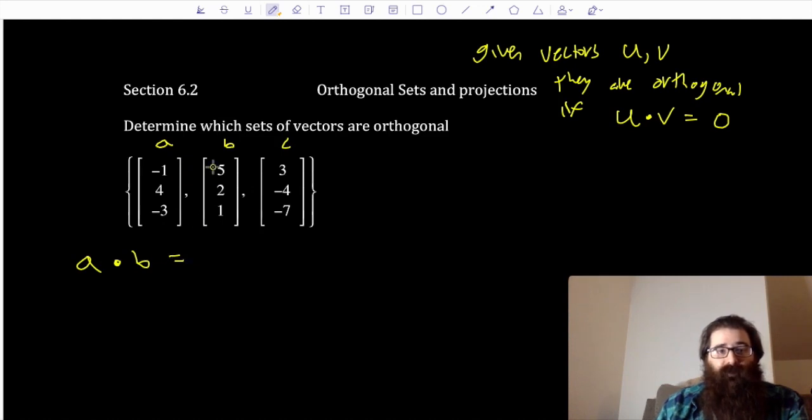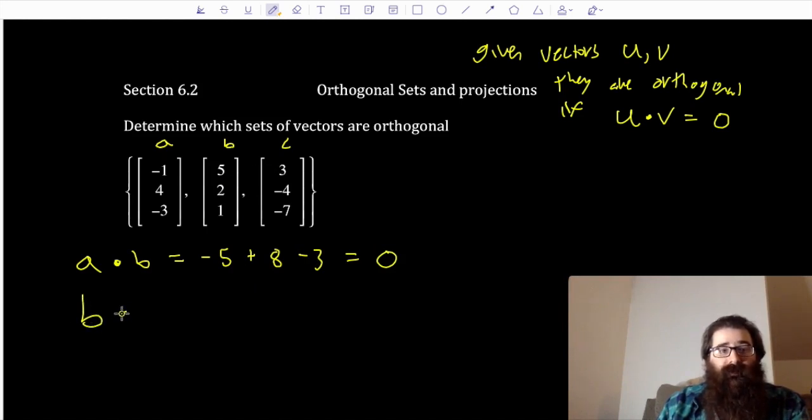If I do the dot product of A and B, remember we multiply corresponding components and sum the products. So we're going to get -1 times 5 gives me -5, plus 4 times 2 gives me 8, plus -3 times 1 gives me -3. Going through the arithmetic, -5 and -3 is -8, plus 8 gives me 0. Not so bad.